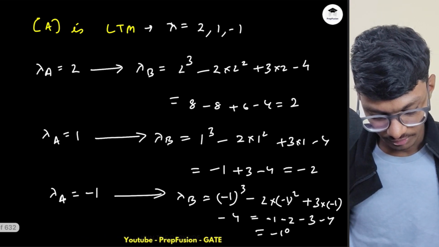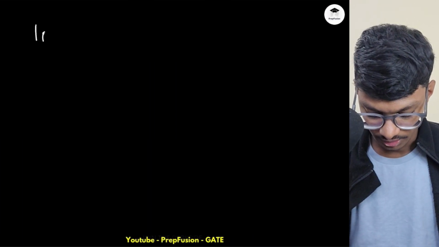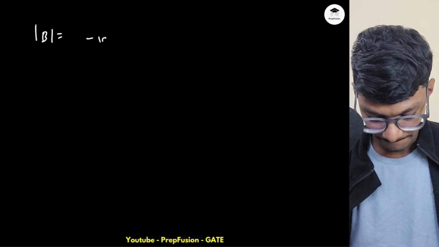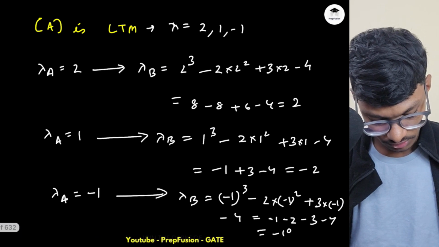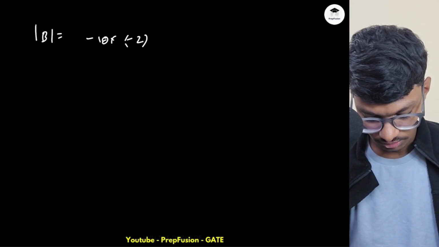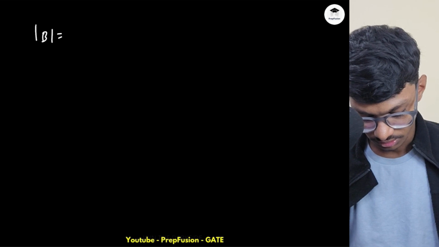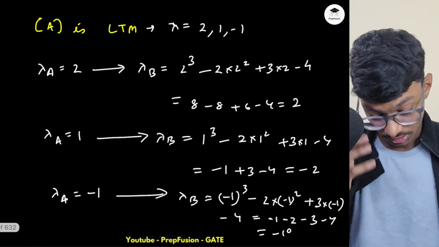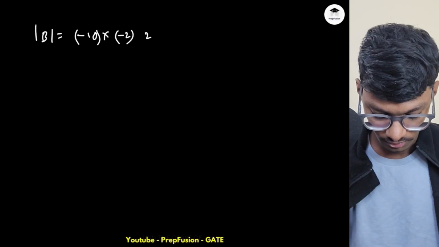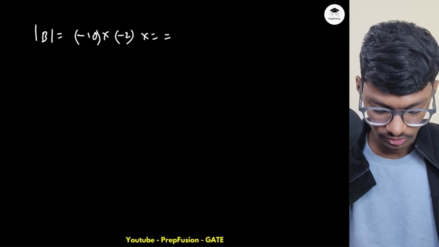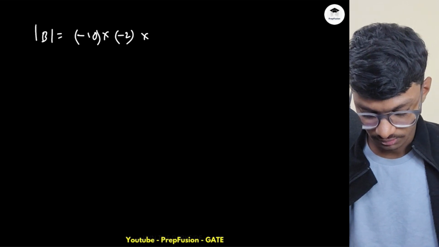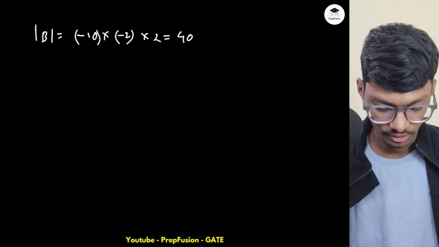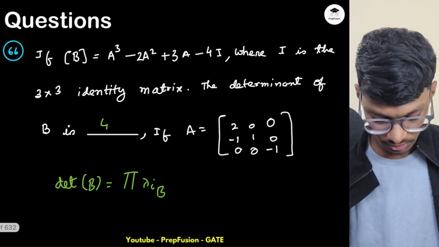So I will have 3 eigenvalues. Now the determinant of B will be simply the product of all these 3. So this is minus 10 into minus 2, and this is times 2. So this will be equal to 40. Your answer will be: the determinant of B is 40.